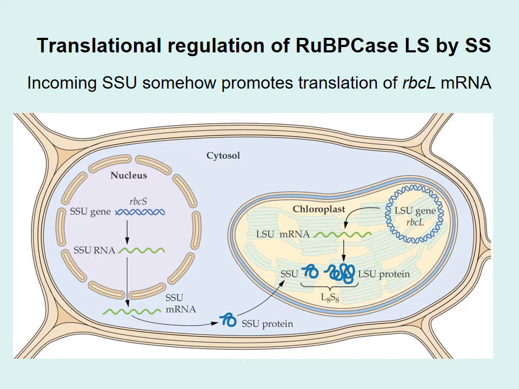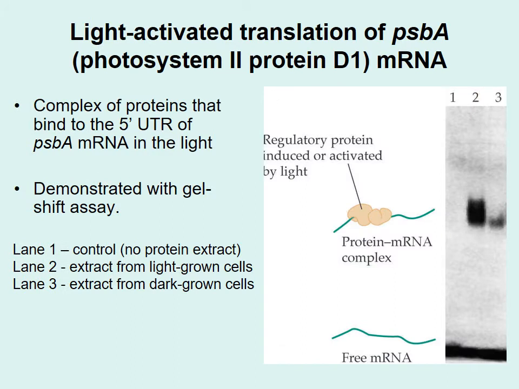Now this protein, after its initial processing, heads towards the chloroplast, where the large subunit of rubisco protein is present. Both of these combine to give rise to the functional rubisco. Now this all is taking place in the presence of light. So from this model we can demonstrate that the light activates the translation of psbA or the photosystem II protein D1 messenger RNA.